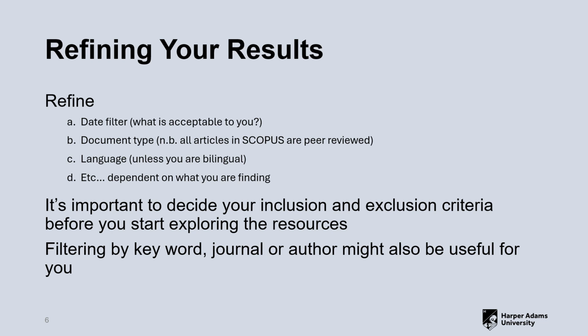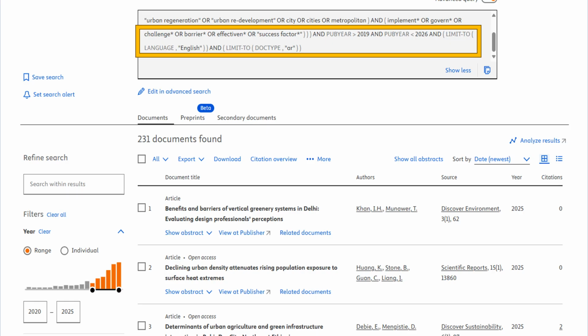If you do use filters, it's interesting to see how the search string is updated live. Your results will be automatically displayed in SCOPUS with the newest first, but you can change this by altering the sort by data. In this example, I have used filters to reduce my returns from 426 to 231. You can see from the end of my search string that I am now only looking at articles published since 2020 and only articles written in English.